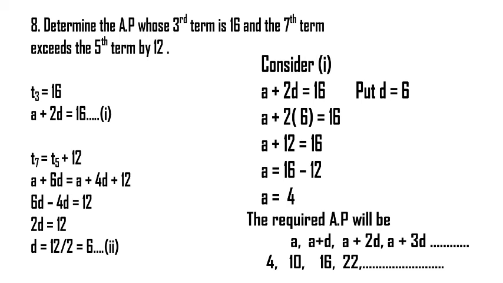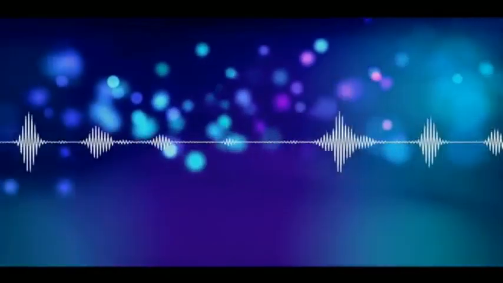So then you need to list out the required AP: A, A plus D, A plus 2D and A plus 3D. The terms of the AP are 4, 10, 16, 22 and so on. By this we have completed all the first 8 problems of exercise 10B.